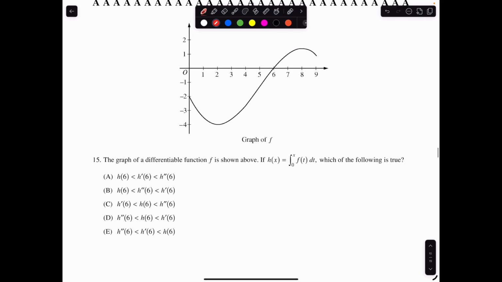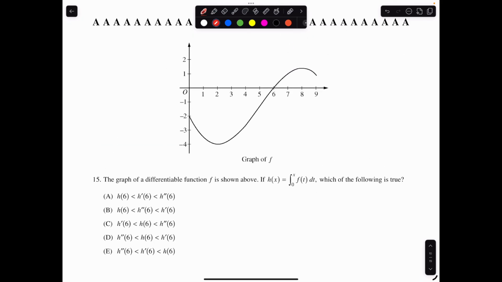Okay, the graph of a differentiable function f is shown above. If h of x is equal to the integral from 0 to x of f of t dt, which of the following is true? All right, so let's find h of 6. So h of 6 is the integral from 0 to 6 of f of t dt. And we know that's going to be negative because you have this whole entire area here. And that is negative. So that's less than 0.